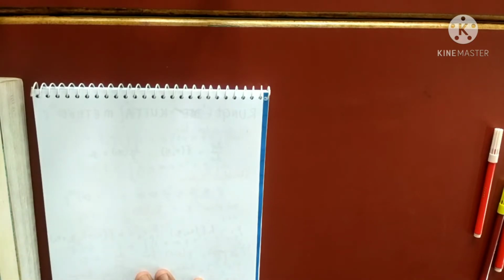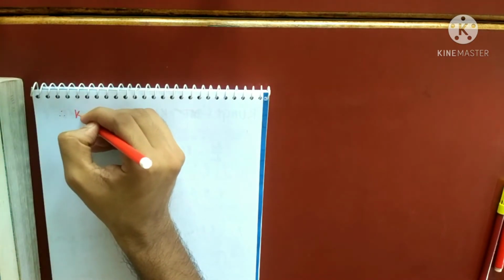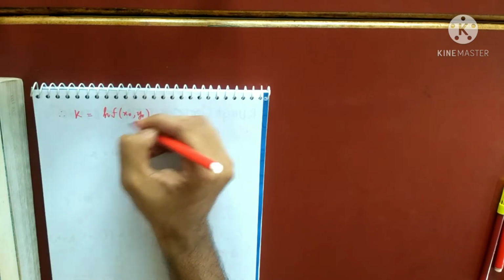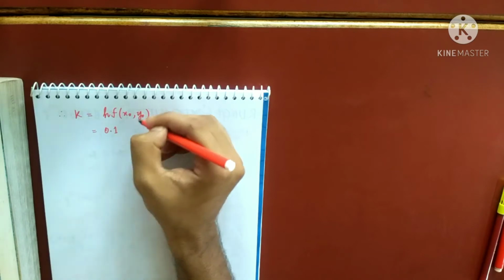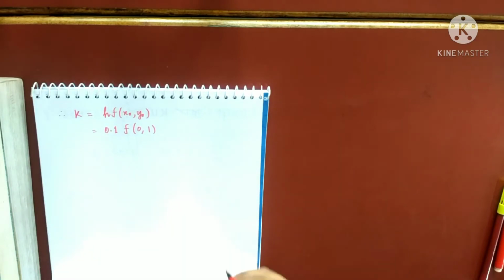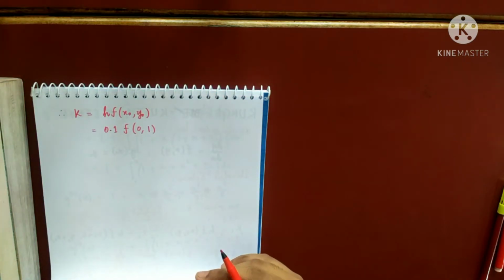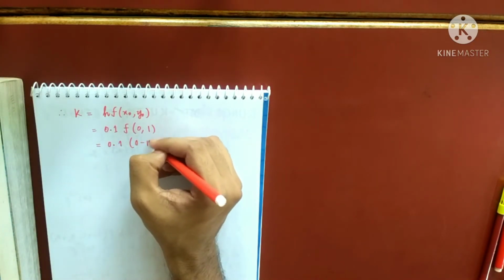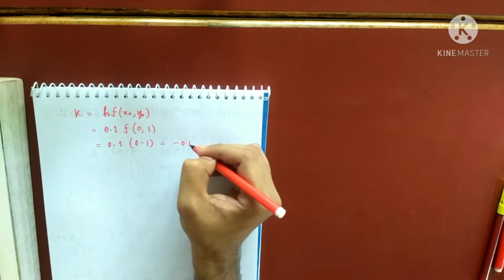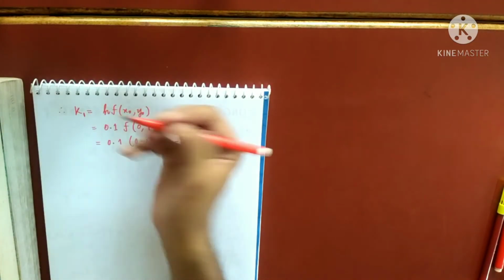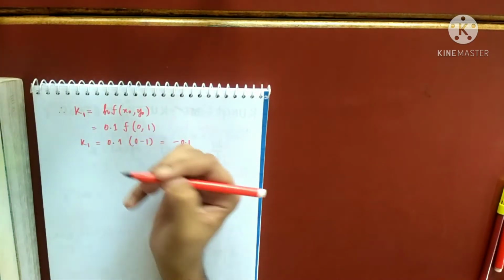That means we have to first find K. So what is K? K was h times f of x0, y0. h was 0.1, x0 was 0, y0 was 1. You may check. And the function was x minus y. So 0.1 times (x minus y) is minus 0.1. This is the value of K1, not K, sorry. So I have determined K1.